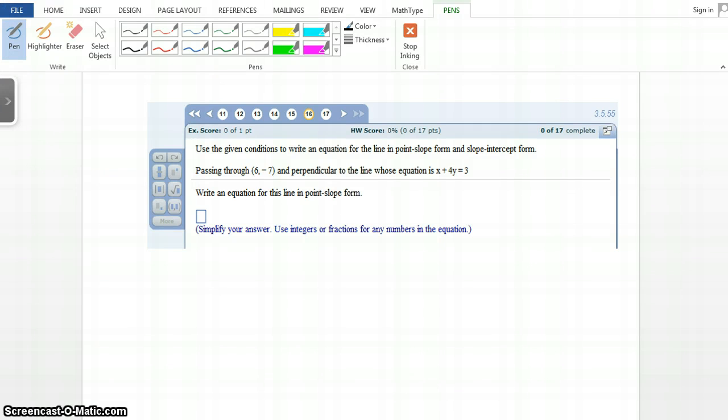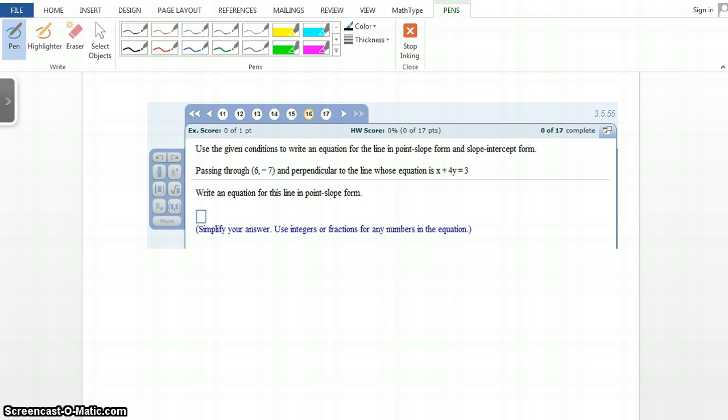Rusty, this is a similar problem to the one that you emailed me. This one, 3.5, says use the conditions to write an equation for the line in point slope form and slope intercept form. It's passing through the point (6, -7) and perpendicular to the line whose equation is given: x + 4y = 3.